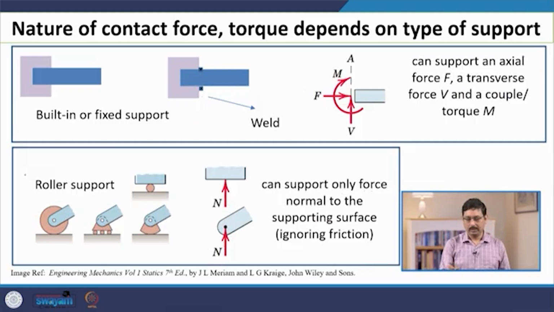Now, in general this contact force, like in this example and in this example, will be in the plane of this support, but it need not be along the axis. It is only when we ignore any internal force perpendicular to this axis, such as shear force which arises because of the deformation of the beam, only then can we assume that this force will be perfectly along the axis.